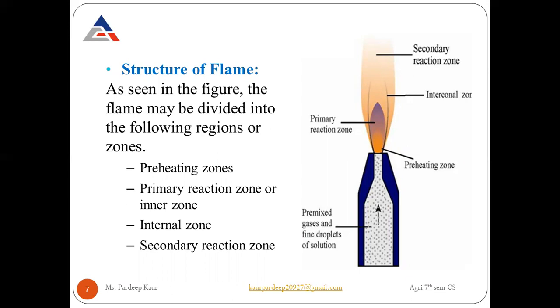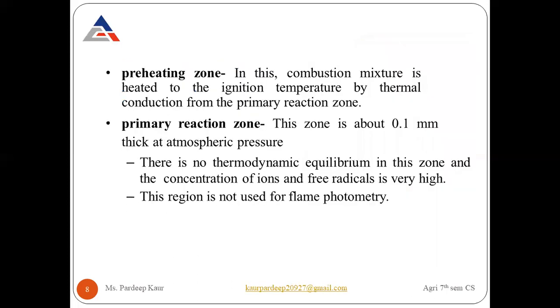After that, the light purplish zone of the flame is known as primary reaction zone, and there is a black color outline in the flame, that is called interconal zone. And after that, the tip of the flame is called secondary reaction zone. So as seen in the figure, the flame may be divided into following zones. First is preheating zone, primary reaction zone or inner zone, interconal zone, and secondary reaction zone.